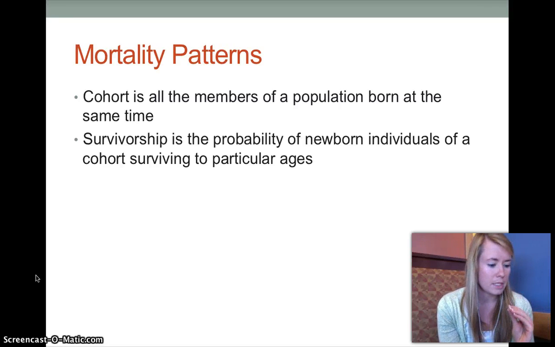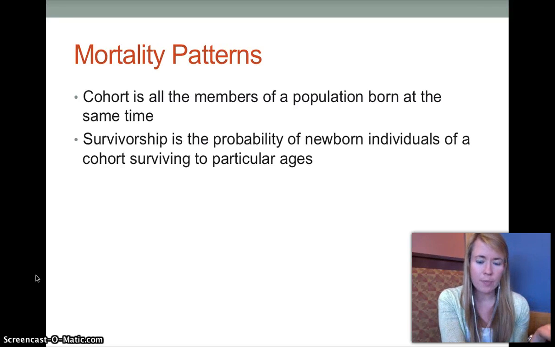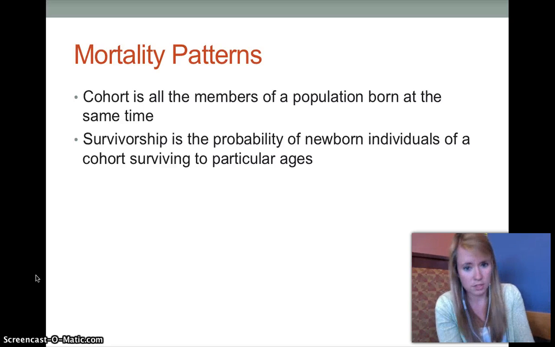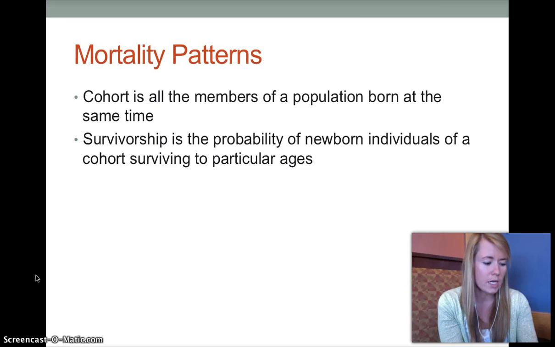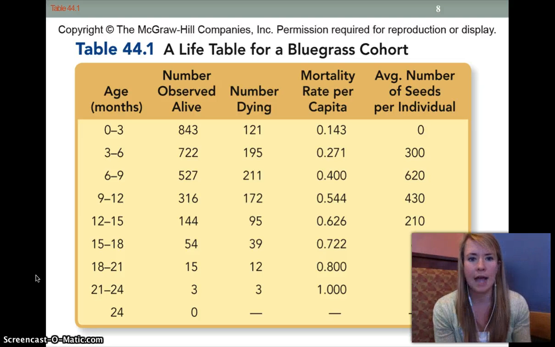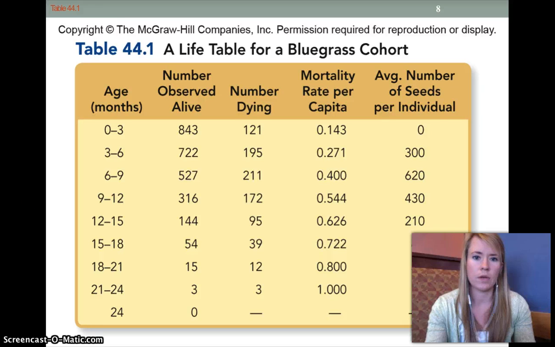And then from there we talk about survivorship, and that's the probability of a newborn individual of a cohort surviving to particular ages. So we describe populations based on their survivorship. So here is a table, this is on page 841 in your textbook, that looks at the life table for a bluegrass cohort. So here are the different cohorts.